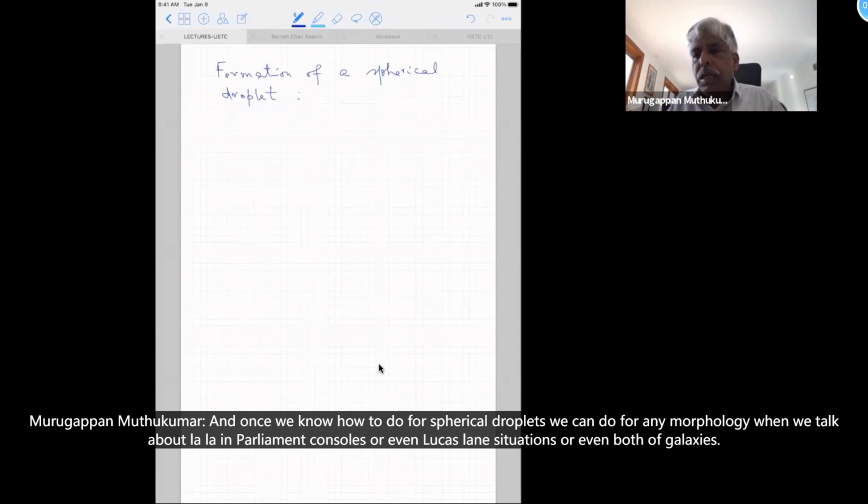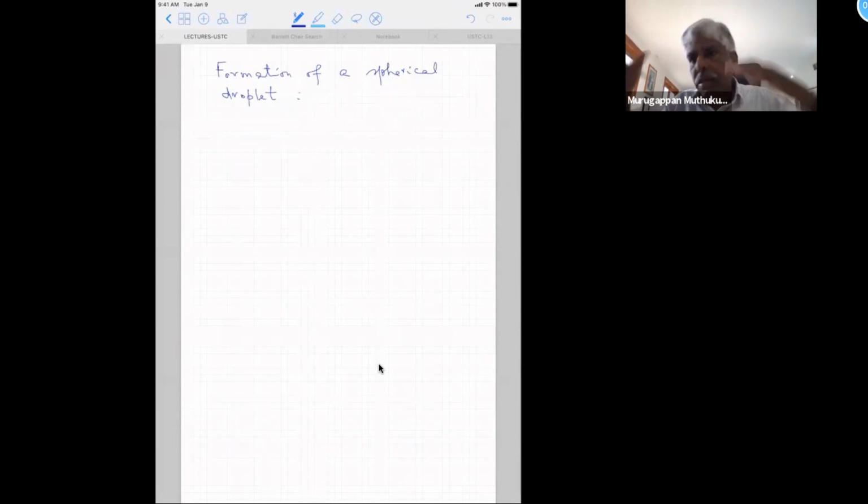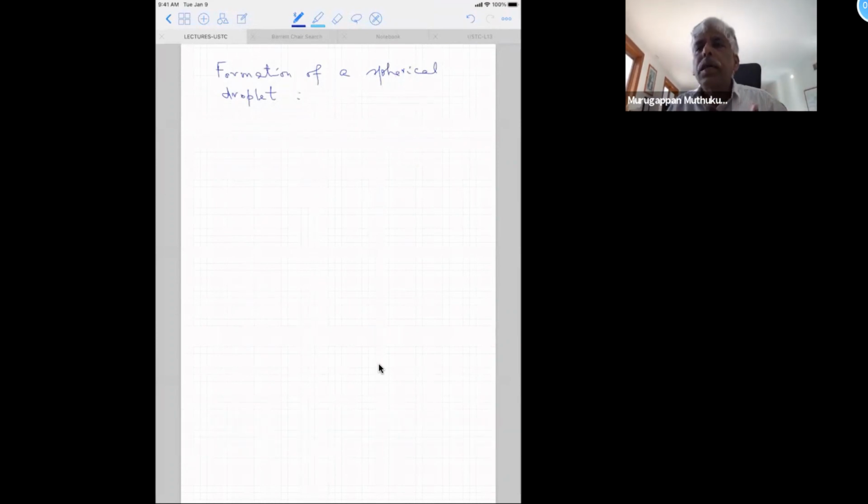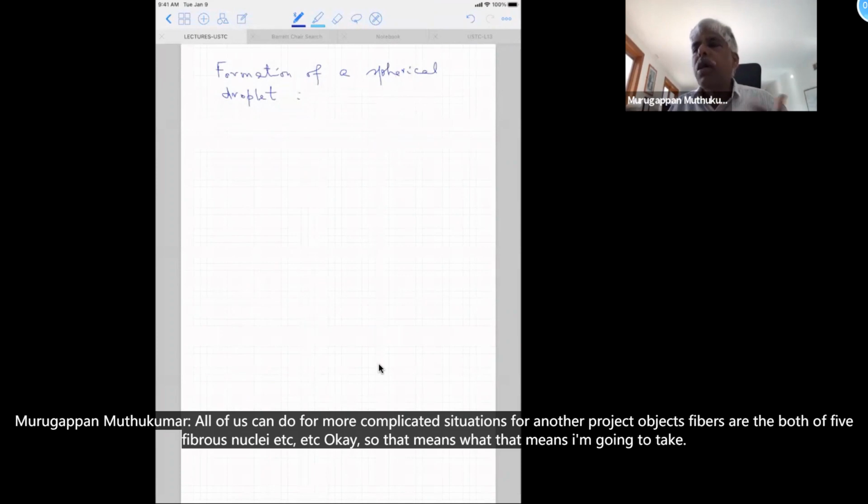When we talk about lamellae in polymer crystals, or even liquid crystalline situations, or even the birth of galaxies in cosmology, we can use exactly the same idea, but the details will be different. I want to make sure we understand how to do this in the simplest situation, then all of us can do it for more complicated situations, for anisotropic objects, fibers, or the birth of fibrous nuclei, etc.